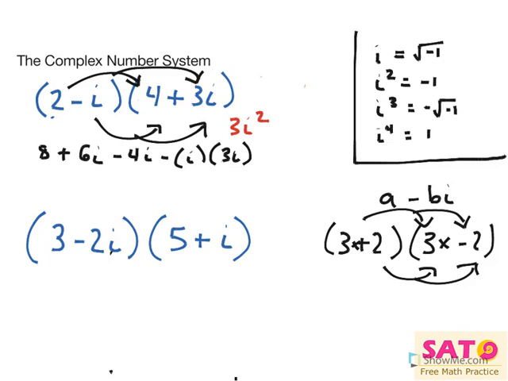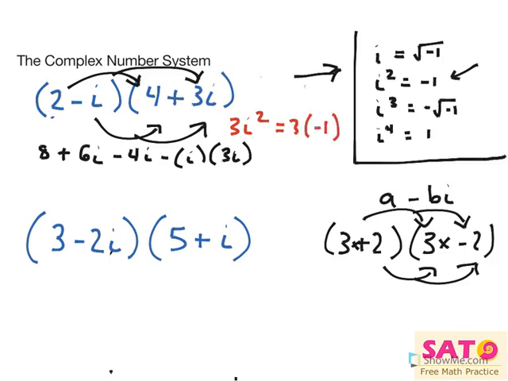Well, what is 3i squared? Let's look back to our properties here. 3i squared would be, well, it has i squared. And what is i squared? i squared is negative 1. So it's pretty much 3 times negative 1, which is negative 3.